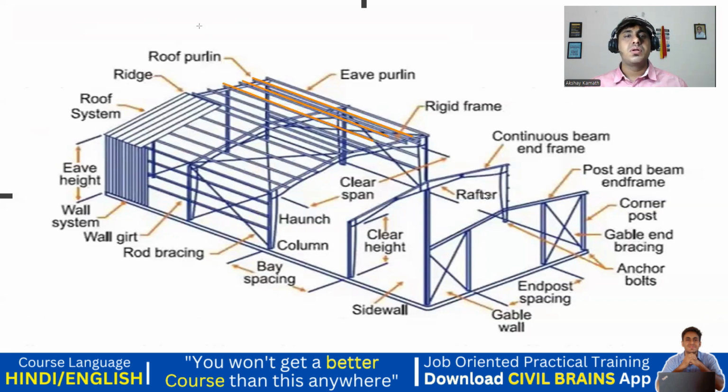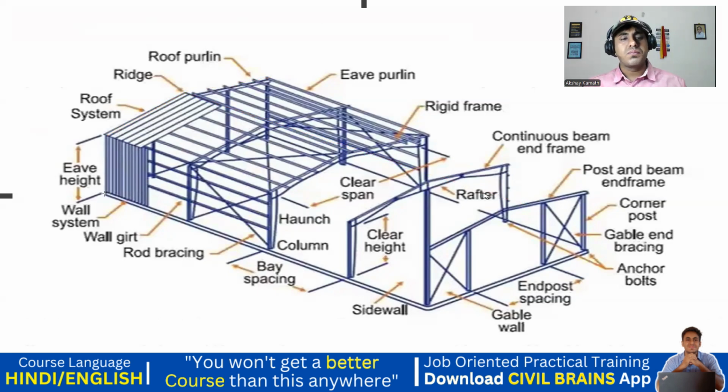Now next is the ridge. What is this ridge? Whenever we are doing this PEB system, it will be something like this. This is one slope, and from here another slope will come. The middle portion where they intersect, that portion we call a ridge. So this is one slope from here, the second slope will be from here. This entire middle portion we call a ridge, or ridge line. Next is the roof system. This is a roof system.